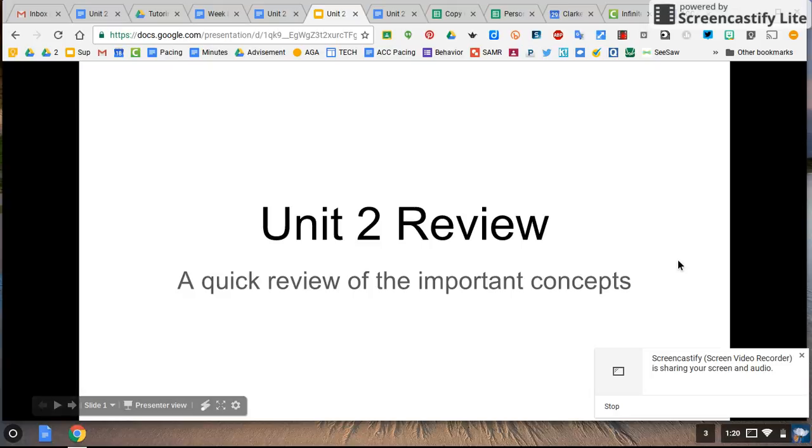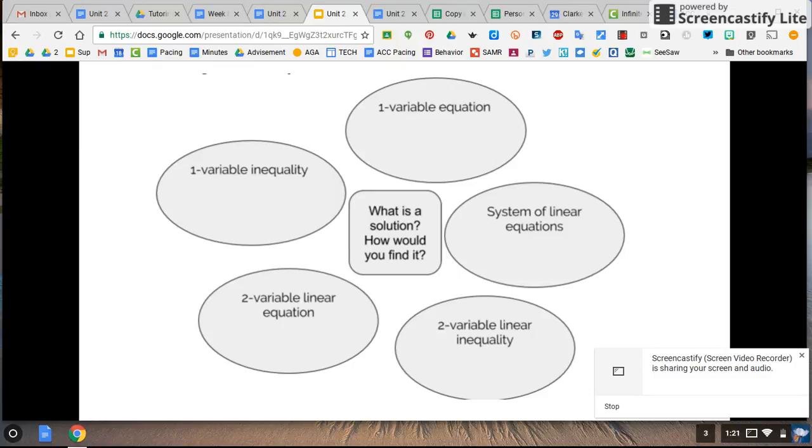Hey everyone, I want to go over a couple of the important concepts in Unit 2 so that you make sure that you understand the directions and the type of solution for each question that you see. On your review, you will see this graphic organizer, and what I want you to do is take a few minutes and think about the 5 types of equations and inequalities and think about what the solution would be like.